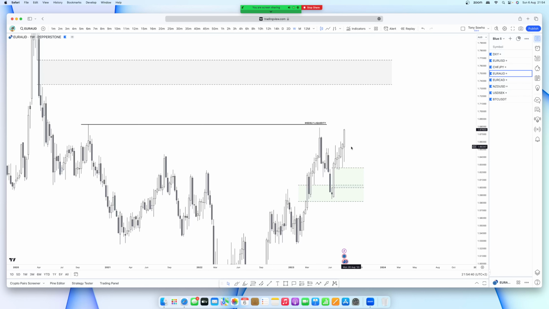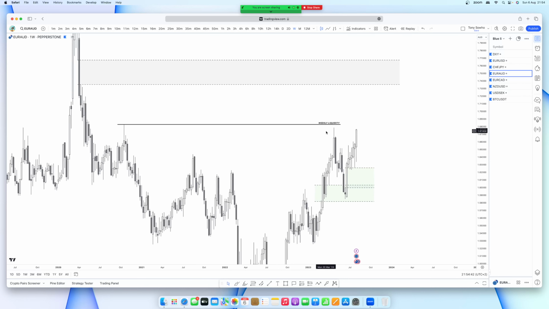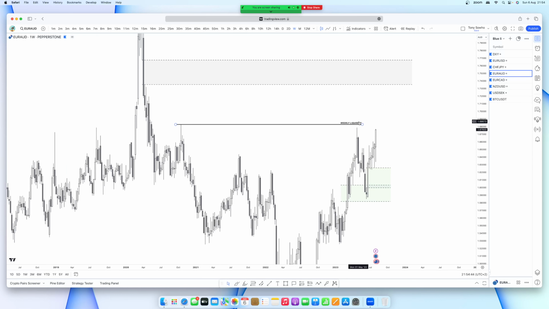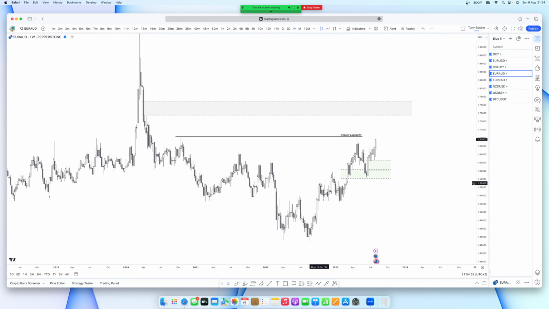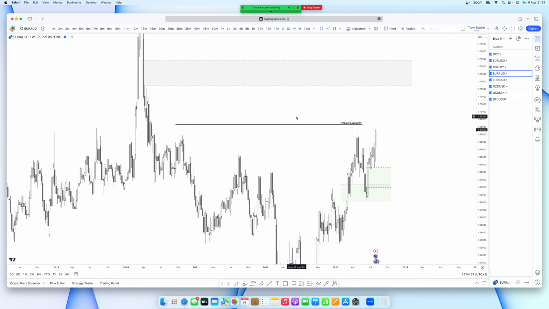7 weeks of straight buys to the upside. So I'm very much believing that Euro AUD will go up, take out this liquidity. It might take a while, but who knows? It might even get to this imbalance up here. So for Euro JPY, I'm bullish.